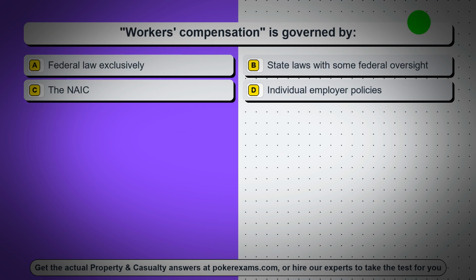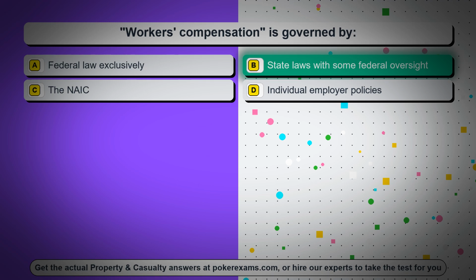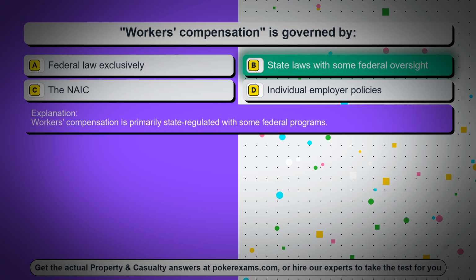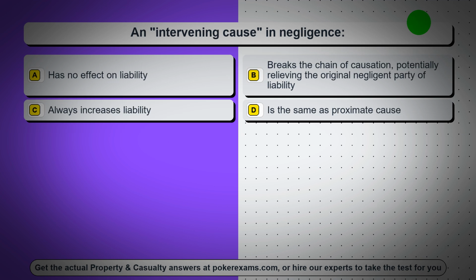Question 88. Workers' compensation is governed by: Option A, federal law exclusively. Option B, state laws with some federal oversight. Option C, the NAIC. Option D, individual employer policies. The correct answer is option B, state laws with some federal oversight. Workers' compensation is primarily state-regulated with some federal programs. Question 89. An intervening cause in negligence.